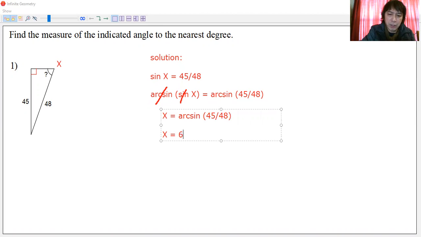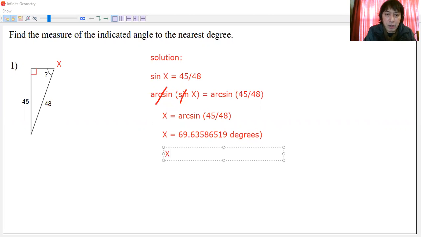The answer is 69.6358. According to the instruction, round it to the nearest degree. So 69.6 is 70. This is 70 degrees. And this is our answer.